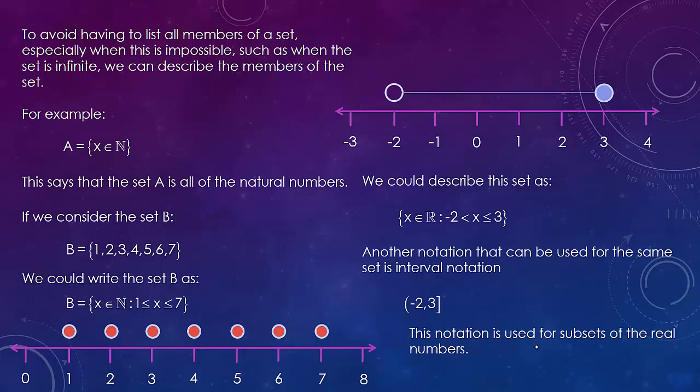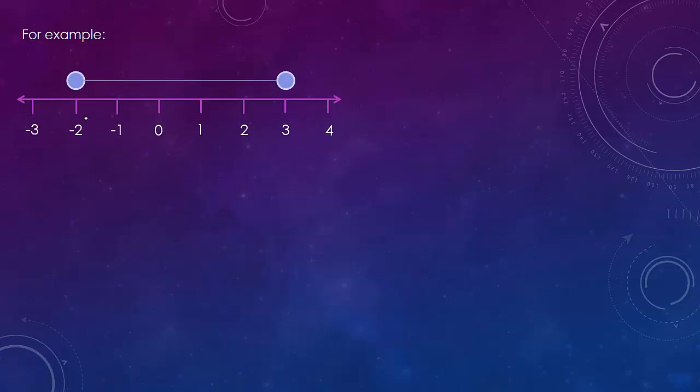This notation is used for subsets of the real numbers, so we just use this when we're talking about real numbers. Let's look at some more examples though. So here we can see -2 is included and 3 is included. They're both included. So in set notation, we're saying that the elements are real, and between -2 and 3, including -2 and 3. Because they're included, in interval notation, we would have square brackets at both ends.